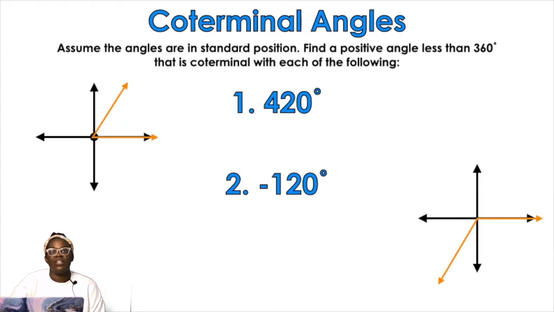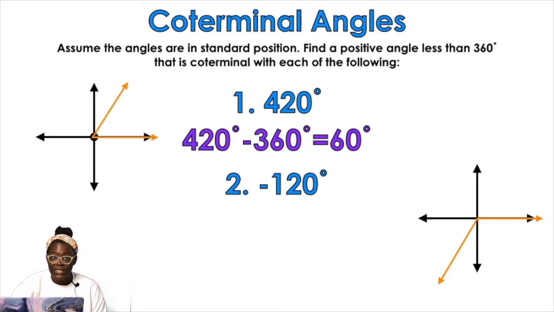So what is that? What are you talking about, Ms. Brunat? So let's say I have 420. 420 degrees is bigger than a circle, right? Because a circle is 360. That's how many degrees it takes to go around one circle. 420 is a little bit extra. So what is its coterminal angle? Well, look at the directions. It says, assume the angles are in standard position. Find a positive angle less than 360 degrees that is coterminal with each of the following. 420 minus 360 equals 60 degrees.